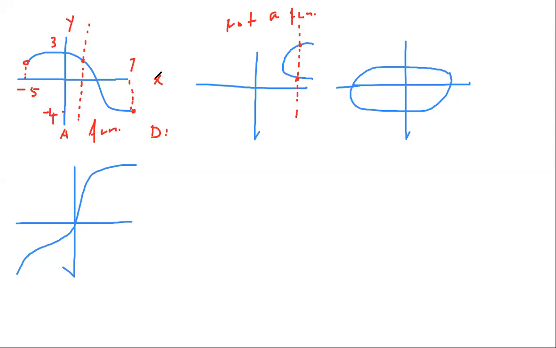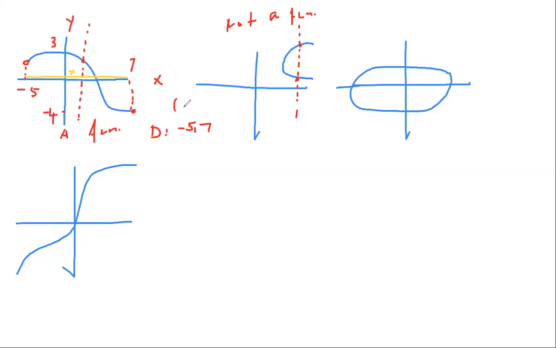In other words, the values of x, they go from where to where? From -5 to 7. That's right. So the domain is basically just the values of x. As you can see, from -5 all the way to 7. That's the domain. So we can write this in interval notation from -5 to 7.